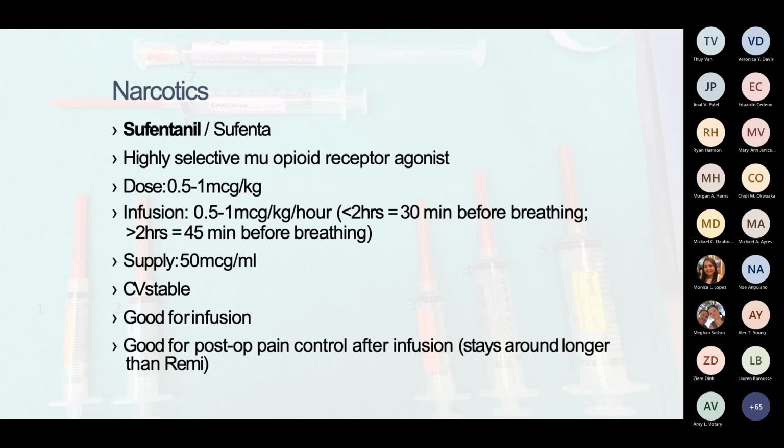Again, you're going to mix your own infusions. Usually we reconstitute to 50 mics per ml. It is nice because you have cardiovascular stability. And as I said, a lot of times we'll use it as an infusion. So things for you to think about when you're looking at narcotic infusions: Sufenta sticks around a lot longer than Remi does. If you're going to need a quicker wake up or maybe a little bit less predictability, you may use remifentanil instead of Sufenta. The thing you have to worry about with Remi is it's significantly more expensive.